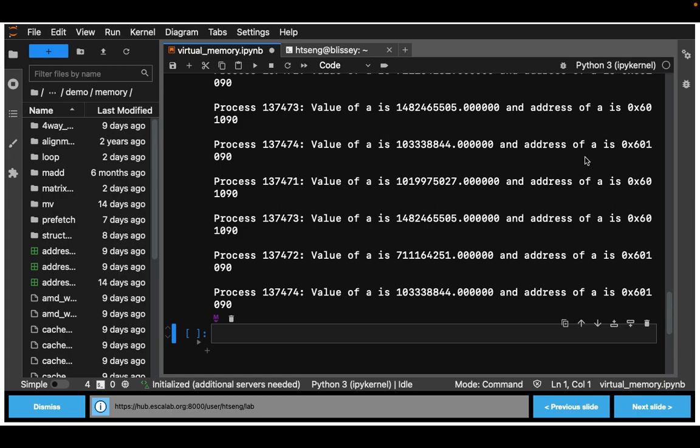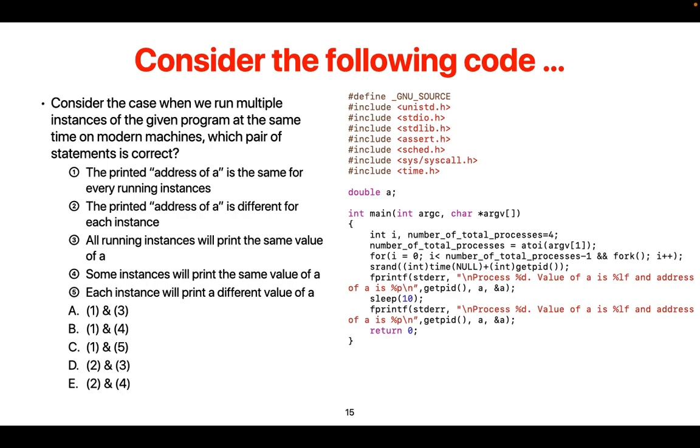What do you guys think? Then what do you guys think in the question? Let me check. So B and C, huh? It seems like a lot of you believe the 4th option: some instances will print the same value of A. Why do you think that way? I'm curious.